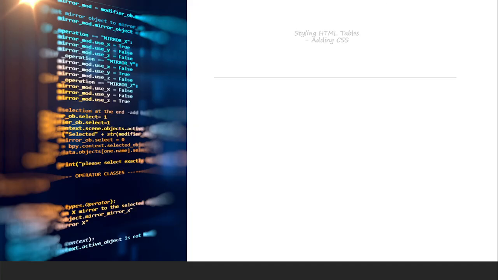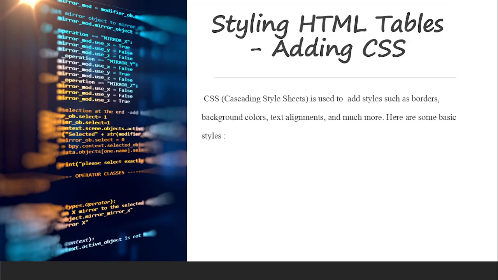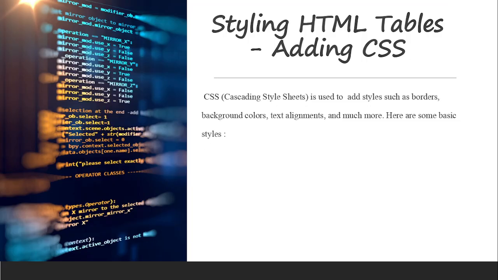Moving on, let's see styling HTML tables. We'll be styling HTML tables by adding CSS. Here we'll see how you can style your HTML table to look professional and neat on your web page. We know that CSS, the cascading style sheets, is mostly used to add styles such as borders, background colors, text alignments, and much more within your web page when you are creating it using these HTML table tags.